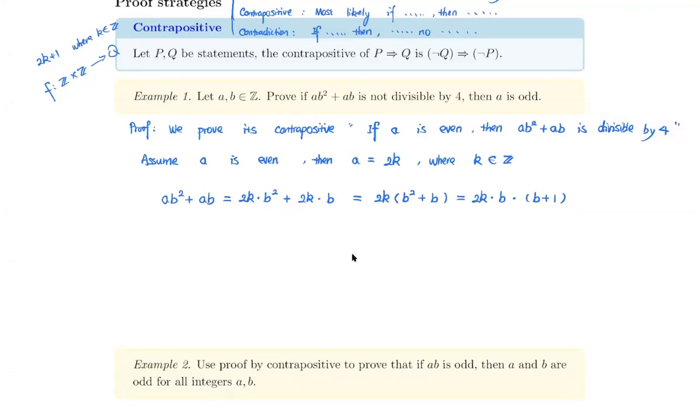Anyway, let's talk about example 1. We're wasting a lot of time on this. We prove its contrapositive. Remember, this statement is your P, and this is your Q. The contrapositive of P implies Q is not Q implies not P. The negation of A is odd is A is even. So if A is even, then AB squared plus AB is divisible by 4, since the negation of not divisible by 4 is divisible by 4. That's our contrapositive. Please write it down during your test. It's worth marks. Even if you have nothing else correct, if you got the contrapositive correct, you can get partial marks. So please write it down.